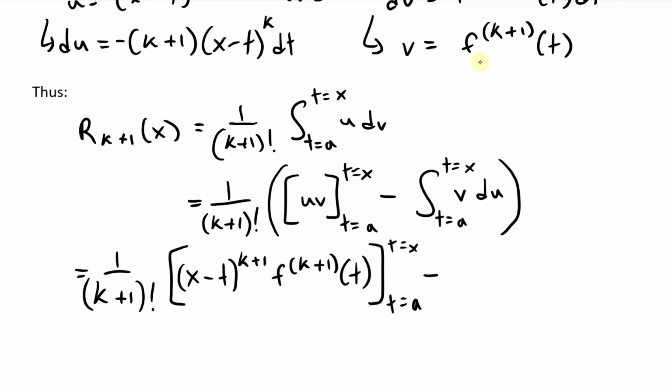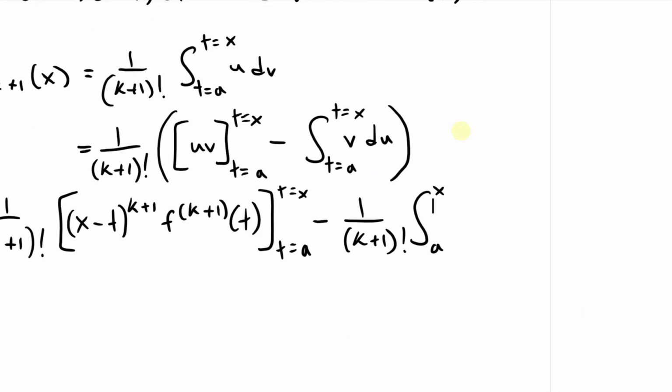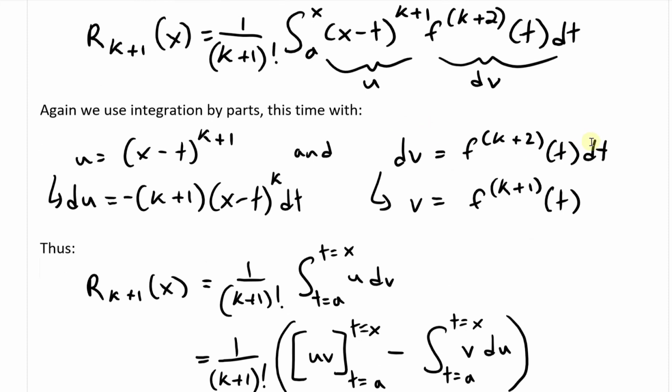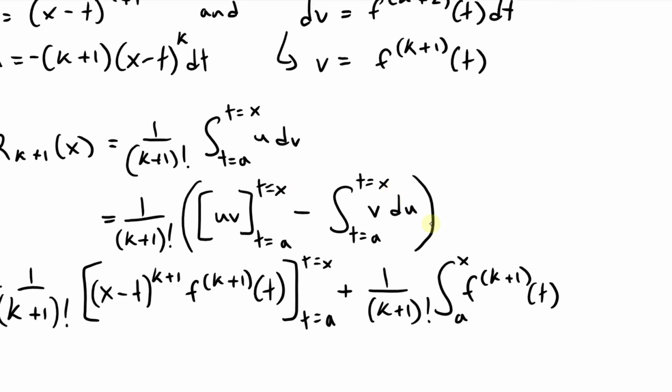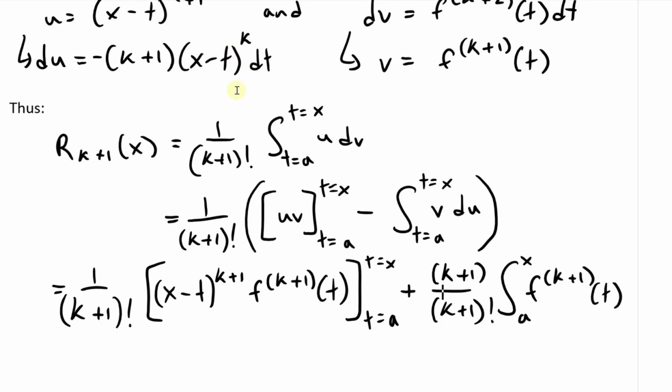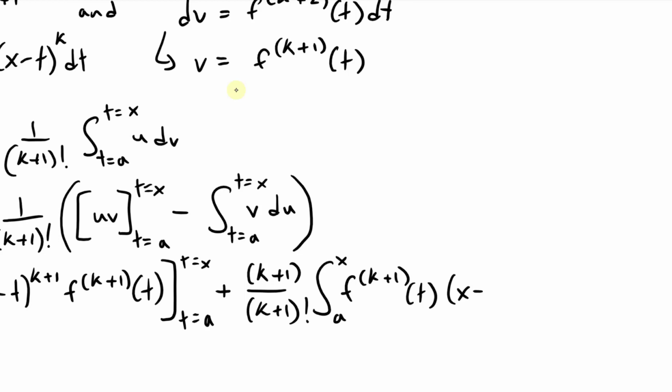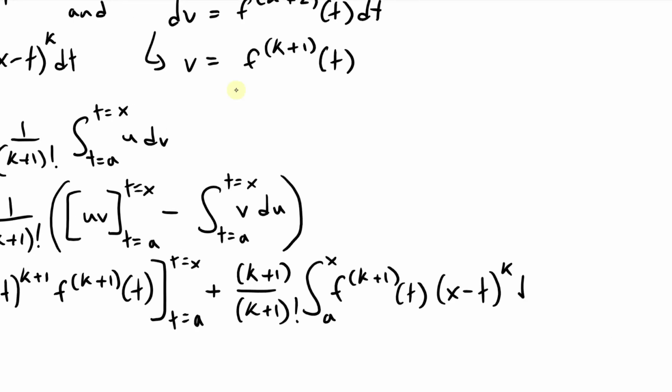And now we're going to subtract, again we'll have to multiply this factorial out, 1 over k plus 1 factorial, integral from a to x, and then now there's going to be the u, or I mean the v. V is the k plus 1 derivative, so it's going to be like that, k plus 1 derivative dt. And then the next one, du, is going to be this negative sign there. So negative times negative is going to be positive. Negative k plus 1. And the k plus 1, it's not in terms of t, so we just move that over here, just to save some space, this k plus 1, like that. And then lastly, we're going to have this x minus t to the power of k, and then dt.